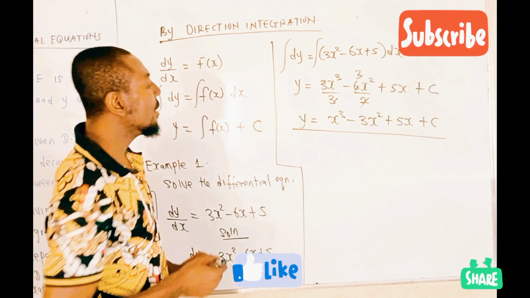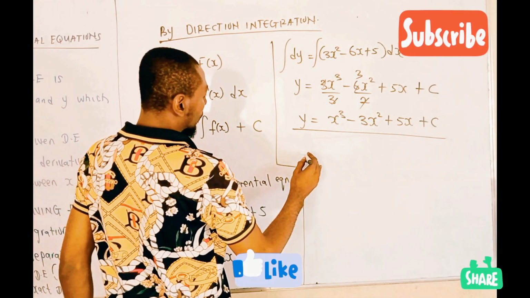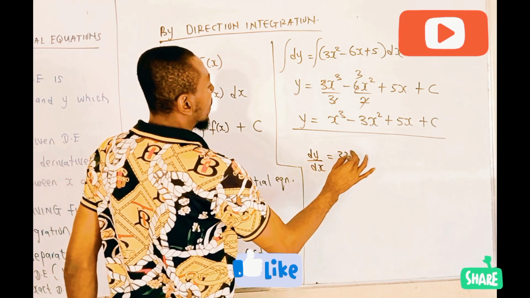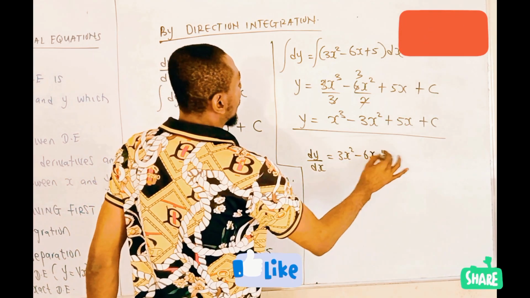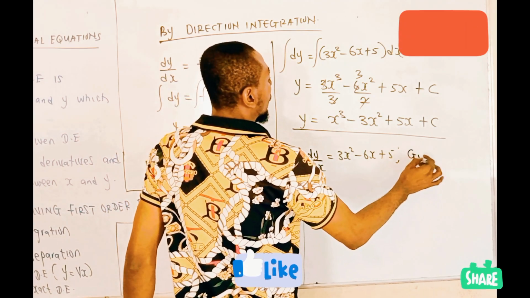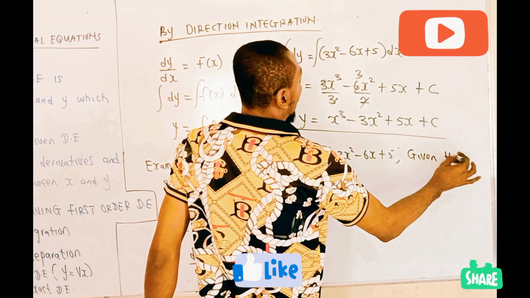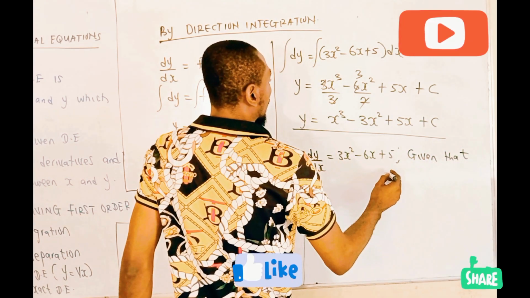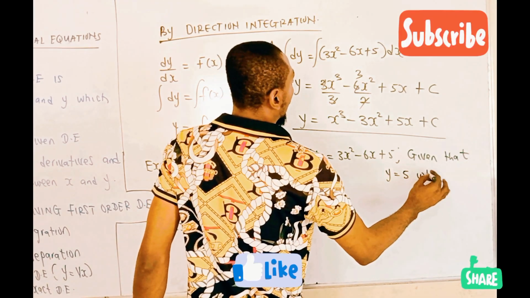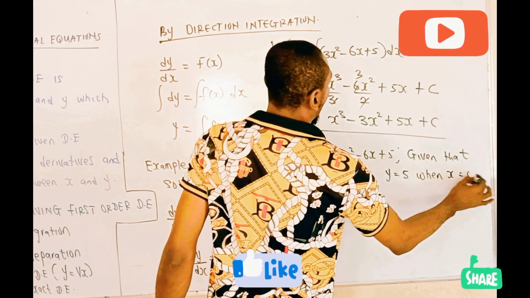Then what if the question was, if we are given dy by dx equal to 3x squared minus 6x plus 5, given that y is equal to 5 when x is equal to 0.